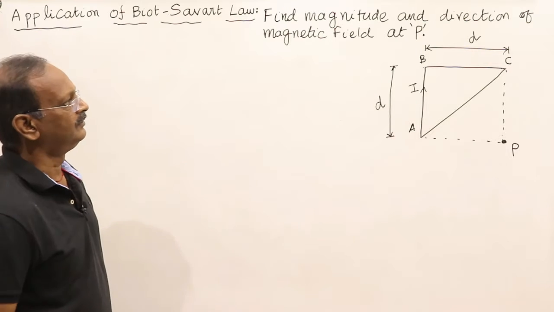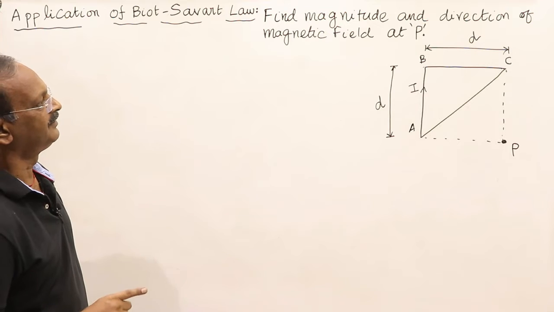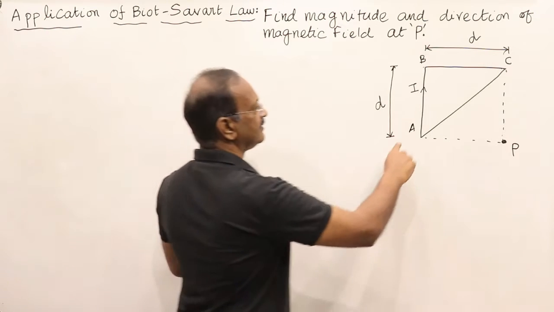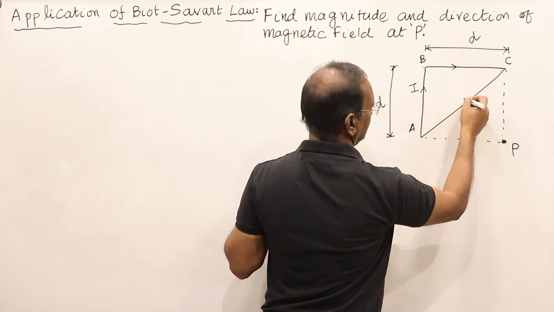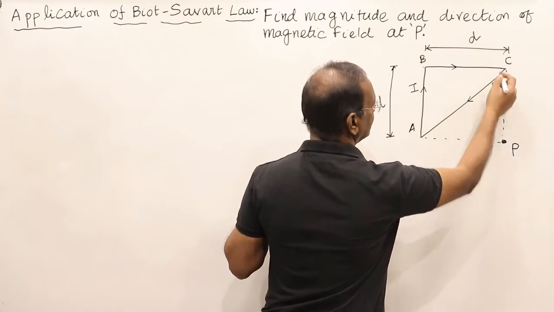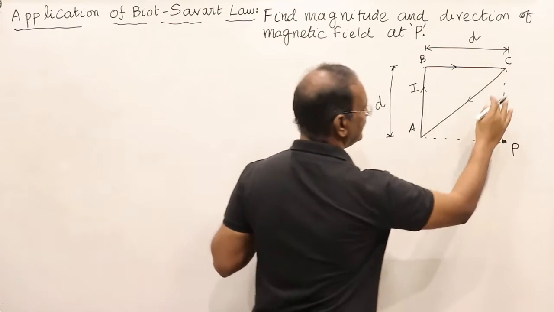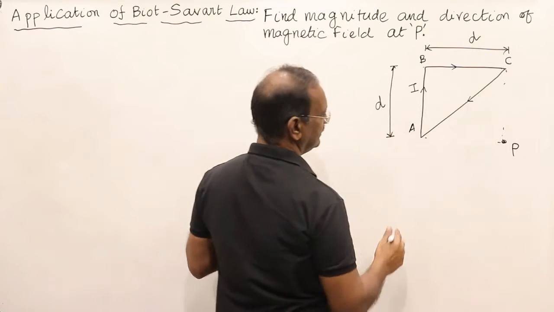Find the magnitude and direction of the magnetic field at P. So this is the conductor, current is flowing like this and like this. It means this entire thing forms a square, and we have to find out the magnitude at this point.